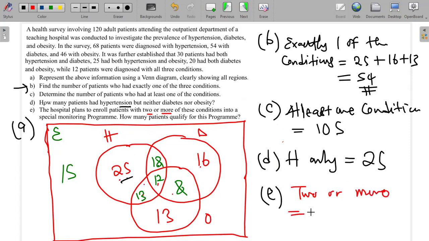K will be equal to 18 has 2, 13 has 2, 8 has 2, and then 12 has 3. So when I add all these numbers, I'm getting 51. Those are the patients that qualify into that particular program. All right, so we're done with this question.